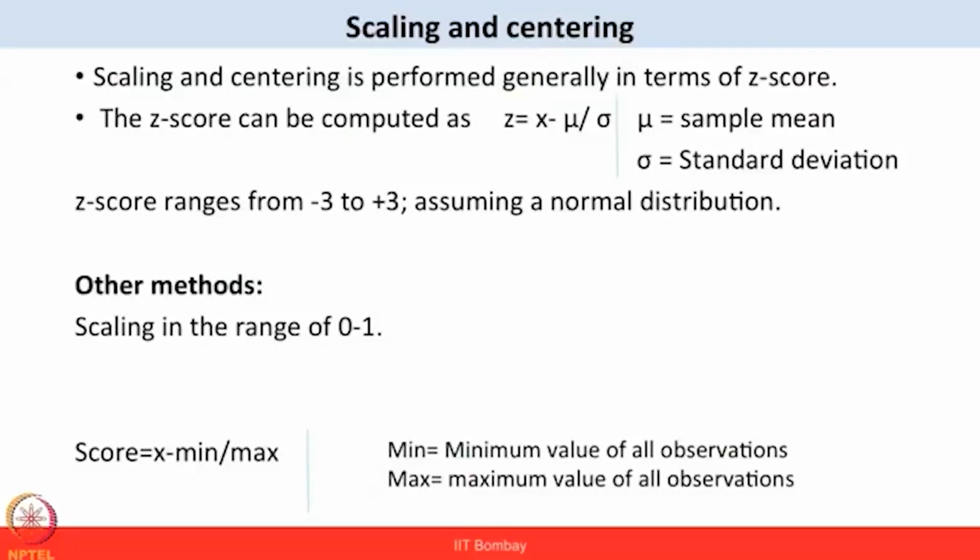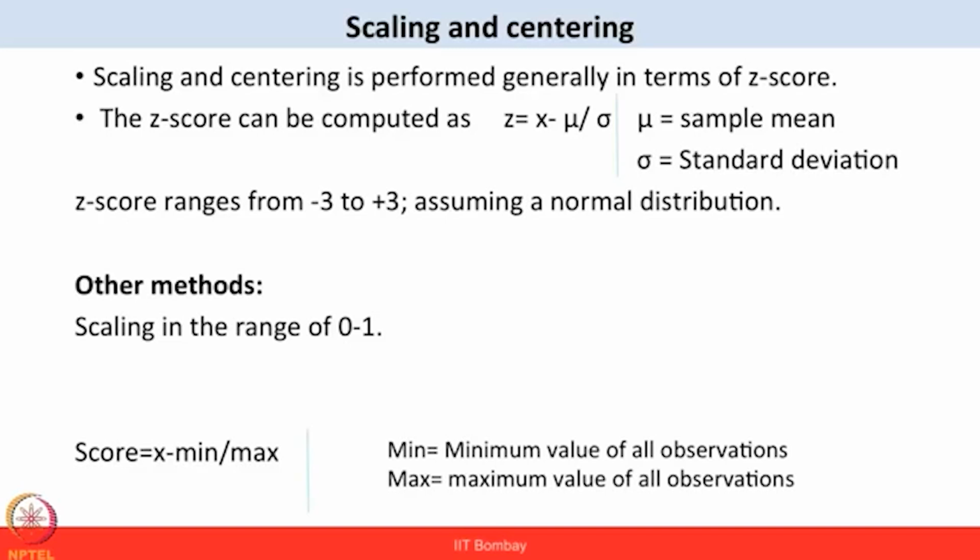The z-score, as you can see in the formula, is (x minus mu) upon sigma. X is the individual value of the variable, mu is the sample mean, and sigma stands for the standard deviation. So this z-score reflects a distance from the mean in terms of standard deviation.